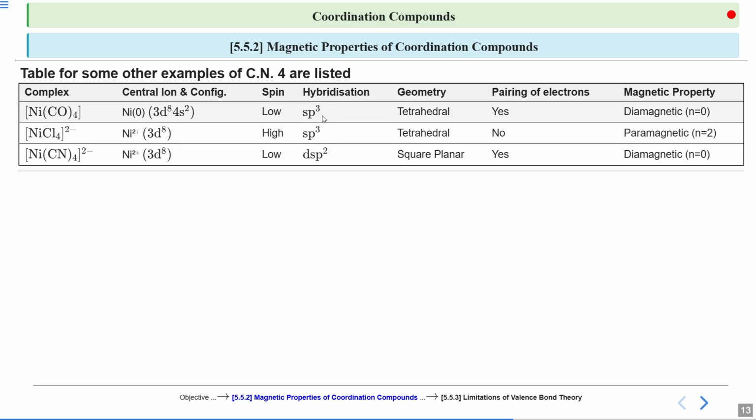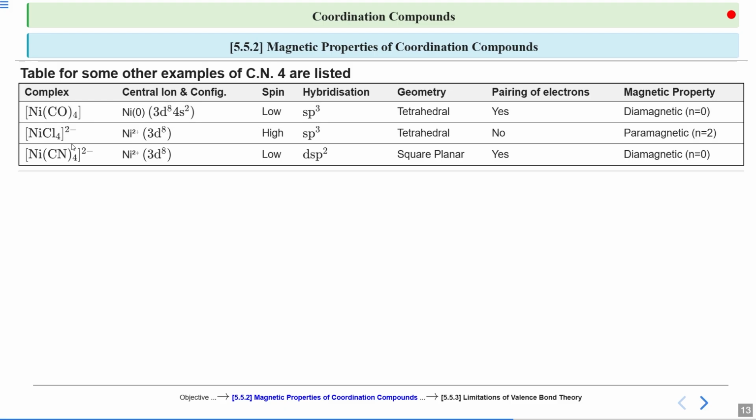These four hybrid orbitals are going to arrange themselves in a tetrahedral manner in 3D space to exhibit the tetrahedral geometry for the complex. Here, does the pairing of electrons happen? Yes, it will happen because of the presence of a strong field ligand, which is carbonyl here. So the pairing of electrons happens. The magnetic property it will show is diamagnetic due to the absence of any unpaired electrons, because pairing happened, so no unpaired electron is present, that means the magnetic property is diamagnetic in nature.